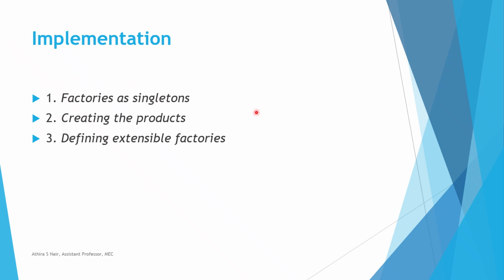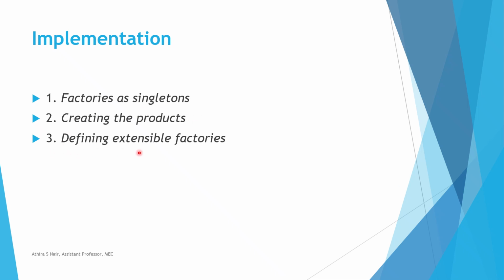These are some useful techniques for implementing the abstract factory pattern. Factories as singletons: an application typically needs only one instance of a concrete factory, so it's usually best implemented as a singleton. Creating the products: abstract factory only declares an interface for creating products, so it's up to concrete product subclasses to actually create them. The most common way to do this is to define a factory method for each product.